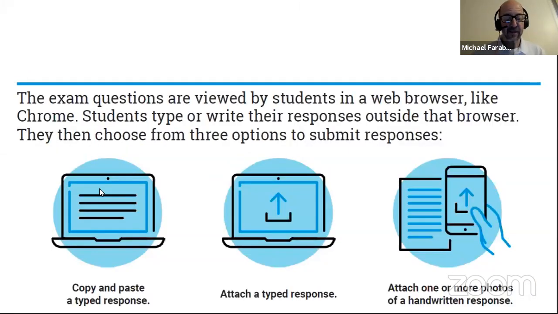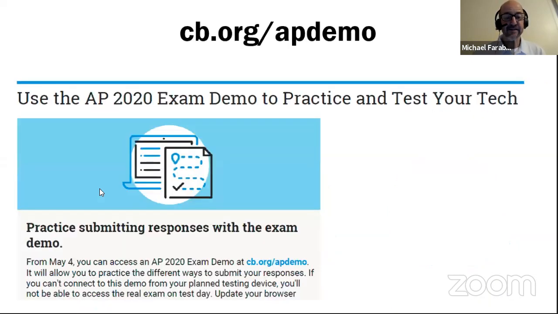There are 3 different ways that you can submit your responses to the online AP exam. You can either type it in a document and cut and paste. You can save a document and attach it, or you can handwrite your response, take a picture, and attach the photos. There is an AP 2020 exam demo, and that is live for you to log in, not really log in, but to actually practice and test to see if your technology is working. So you can go to cb.org/APdemo, and you can practice as many times as you want to try different methods of submitting your responses.